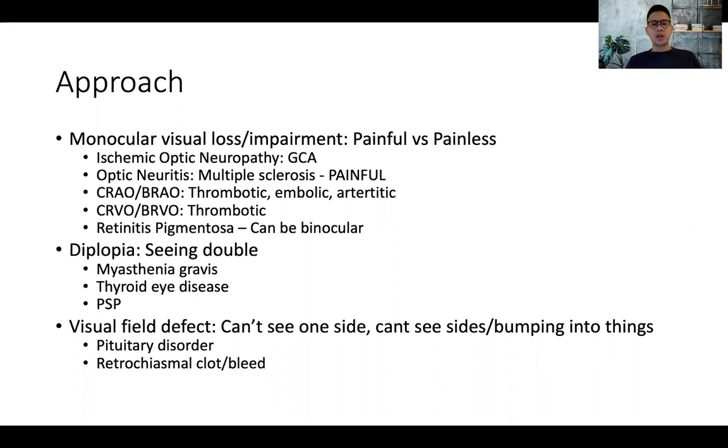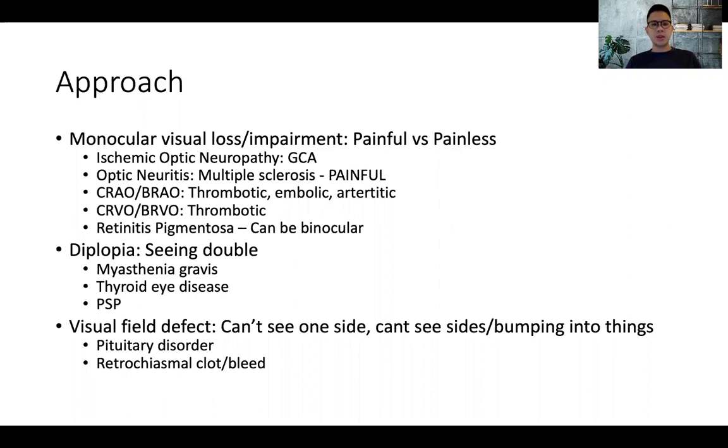In terms of monocular visual loss or impairment, this occurs in pathologies affecting the optic nerve, optic disc, retina, and the eye in itself. Causes can be classified into painful and painless. Of note, painful causes would include optic neuritis and glaucoma. So these are some of the common causes that appear in the PACES exam.